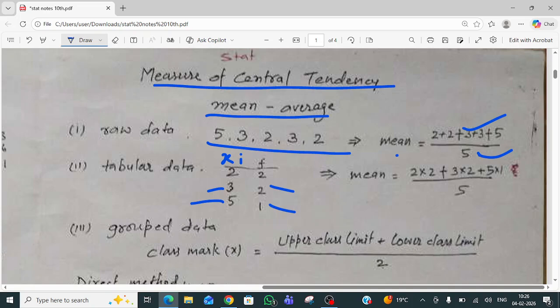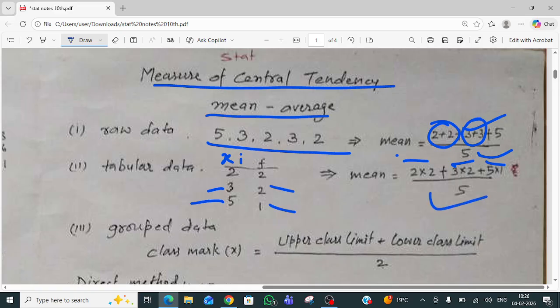So what is the mean of this data? It is the same as the earlier question, only in tabular data. So mean is 2 into 2 plus 3 into 2 plus 5 into 1. 2 plus 2 repeated addition is the multiplication. Divided by 2 plus 2 plus 1. So you got mean is 5.